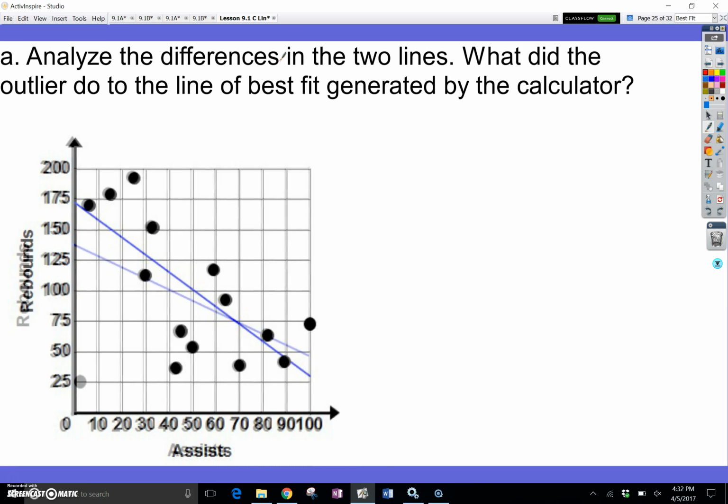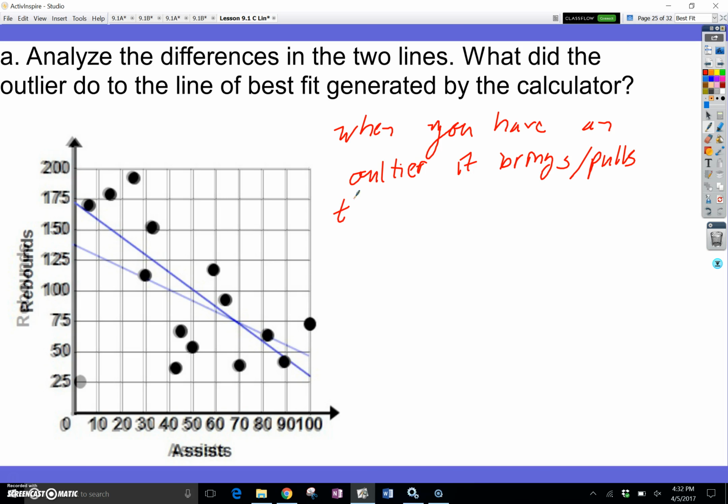And so it says analyze the difference. When you have an outlier, it pulls the data in one direction.